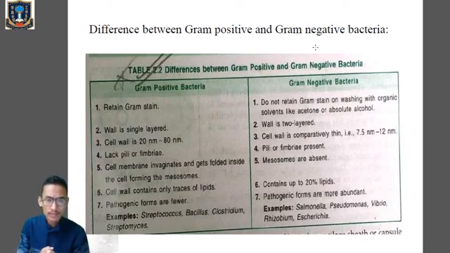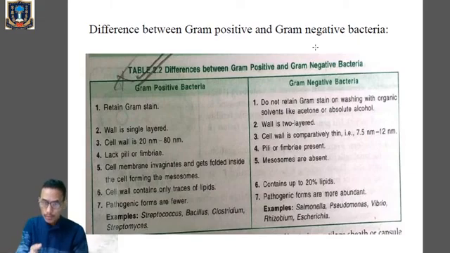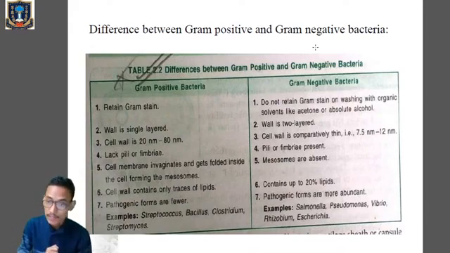Those bacteria which were able to retain the stain, to absorb the stain, turned deep violet or purple, whereas some of the bacteria were not able to retain the stain. When those colorless bacteria were stained with safranin or carbol fuchsin, they turned red. Bacteria which remain purple are called gram-positive bacteria, and those bacteria which turn red are called gram-negative bacteria.